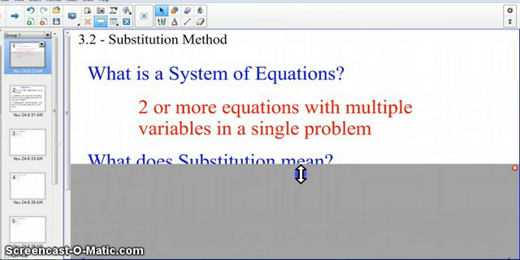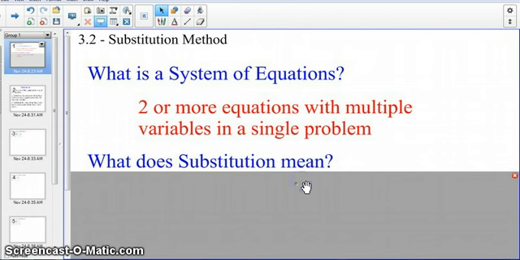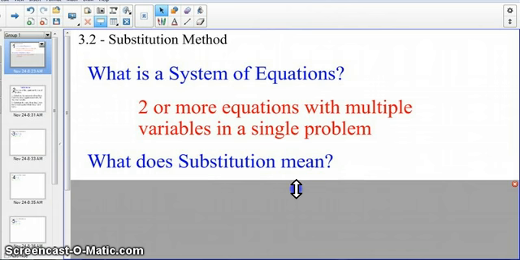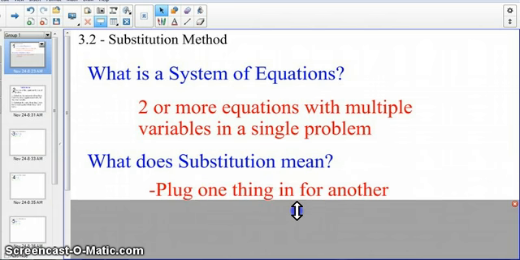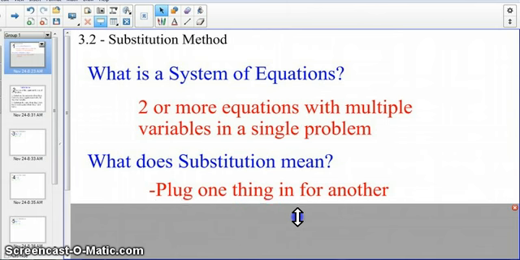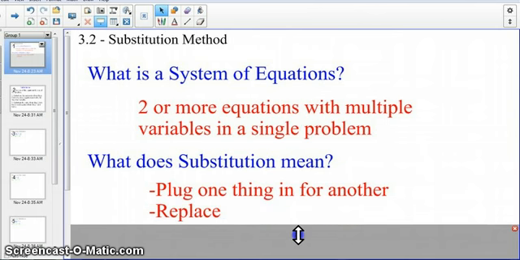Since we're going over substitution method, first let's think about what substitution means. So think to yourself what substitution means. When I think of substitution, I think of we're going to plug one thing in for another, or we're going to replace something. So with substitution, we're going to plug one thing in for another variable.